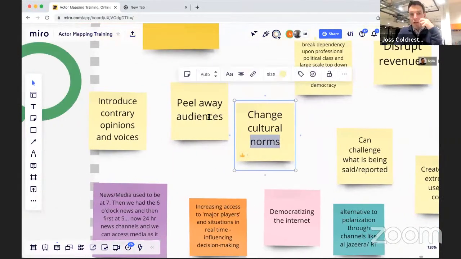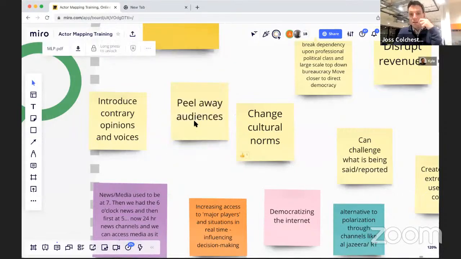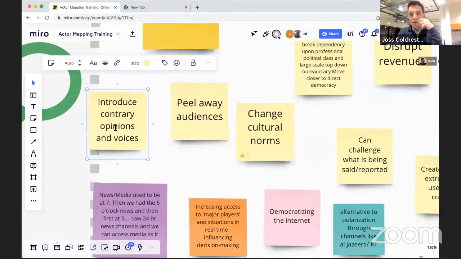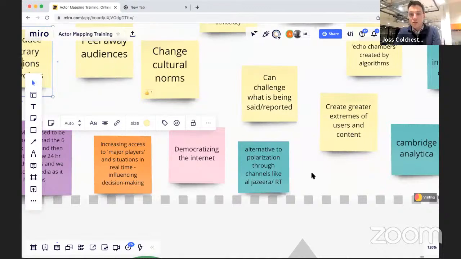Peel away audiences. What do we mean by this? So, I mean, if people are spending their time on alternative channels and innovations, and they're spending less time on traditional broadcast or traditional media. Yep. Okay. Introduce contrary opinions and voices. Yeah, democratization of the internet, alternative to polarization through channels like Al Jazeera, RT.